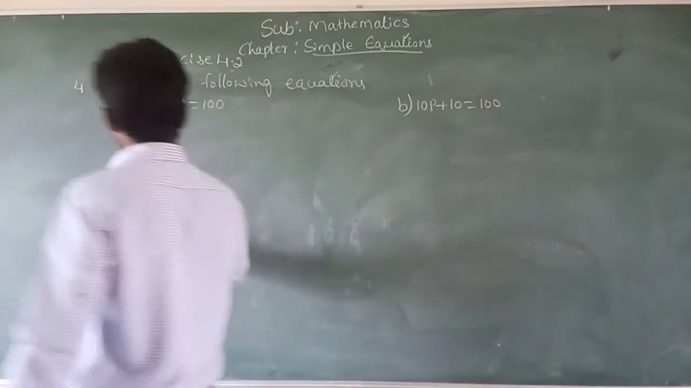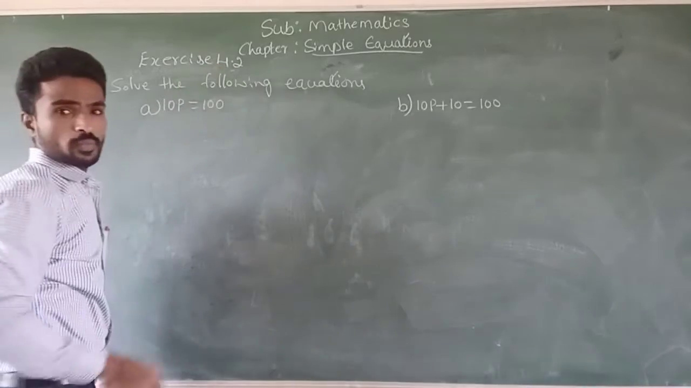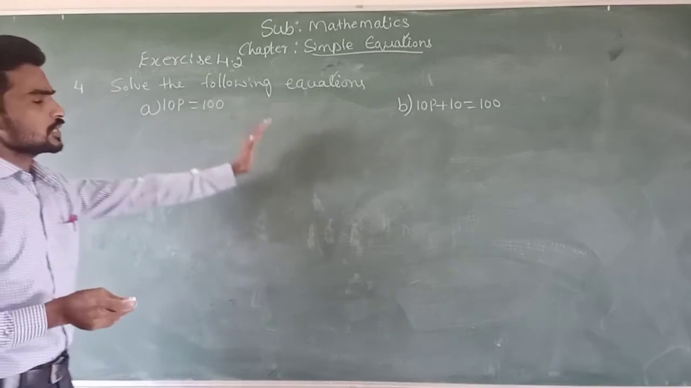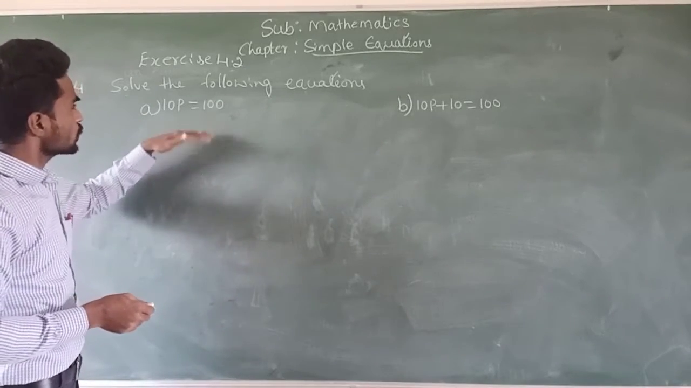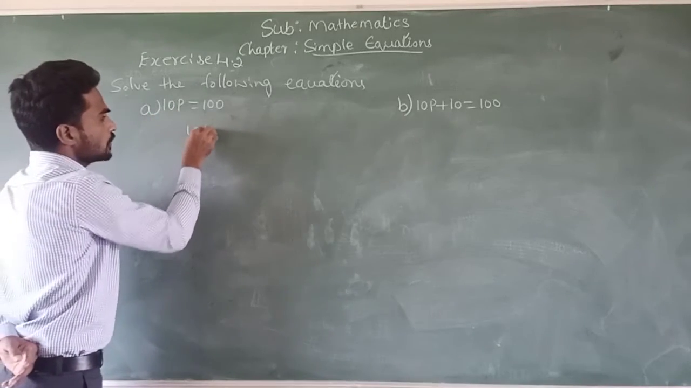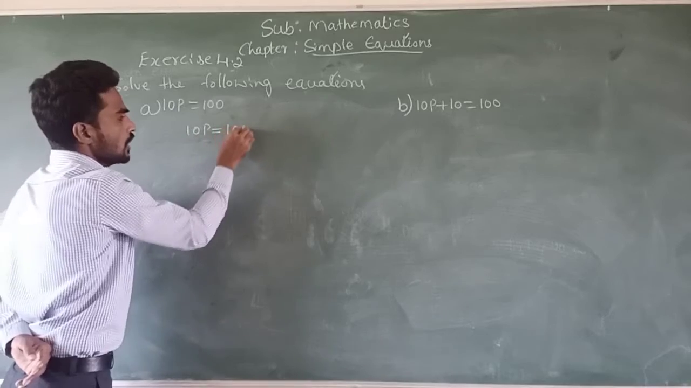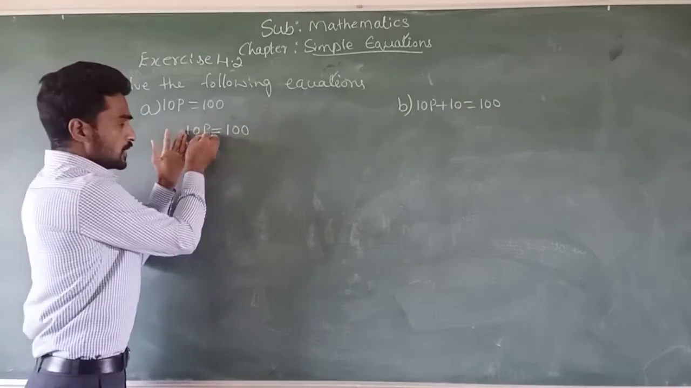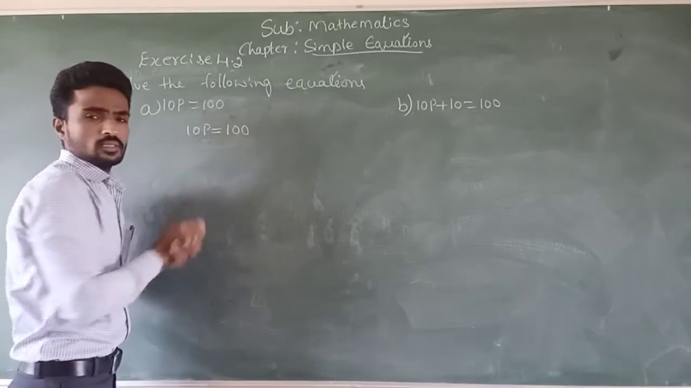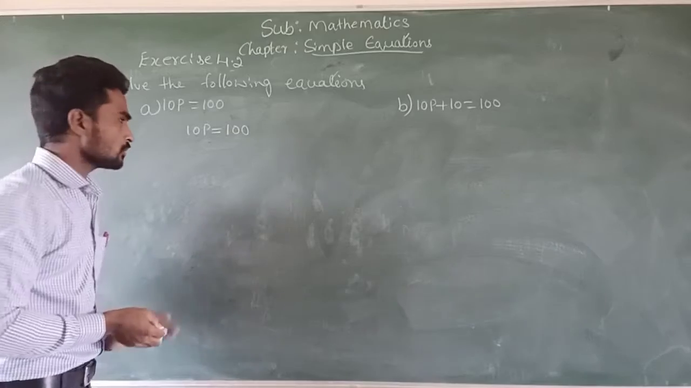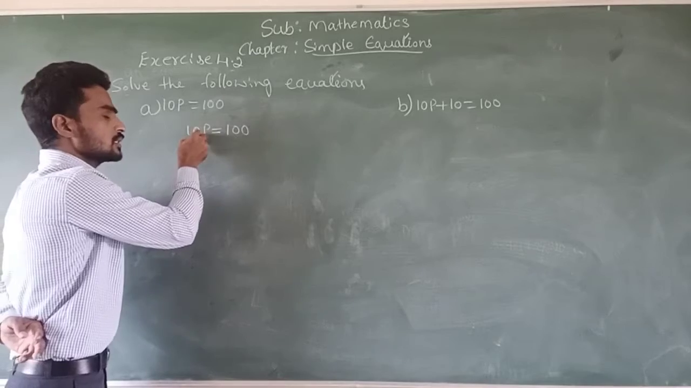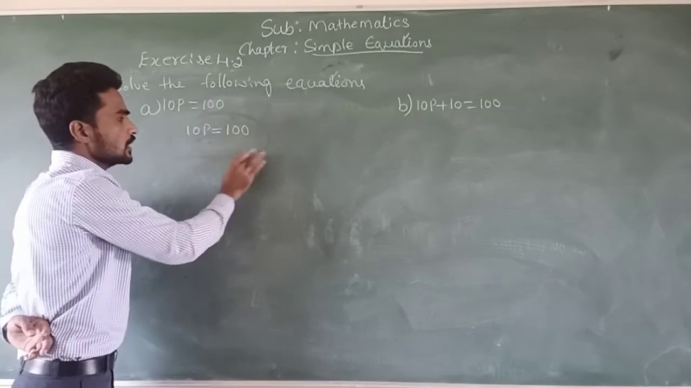Now going to solve question number 4 in this exercise 4.2. Here they are given to solve the following equations. They are given some equations, and we can find the solution of the given equations. Here the first one is 10p is equal to 100. Here p is the variable and 10 is the coefficient of that variable p. The RHS is equal to 100, which is also a constant term. Now we can separate this variable from this 10 to get the solution of the equation.